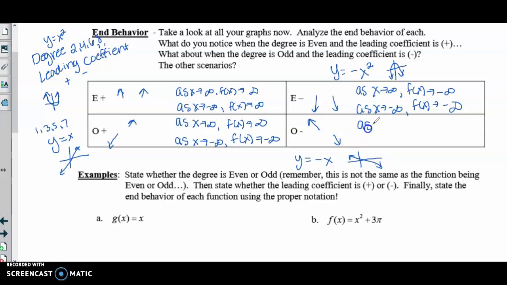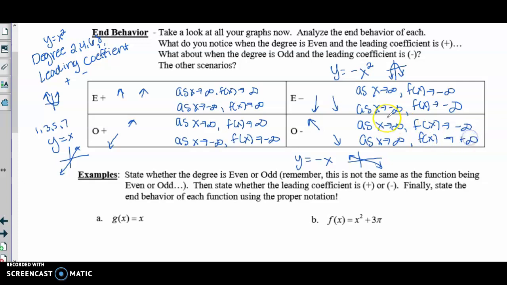So how would I write that? As x approaches infinity, where is your function going? As I go towards the right-hand side, my function is going down, down, down. My function is approaching negative infinity. On the left-hand side, as x is going to the left towards negative infinity, where's your graph going? Up, up, up. So your graph is going towards positive infinity.